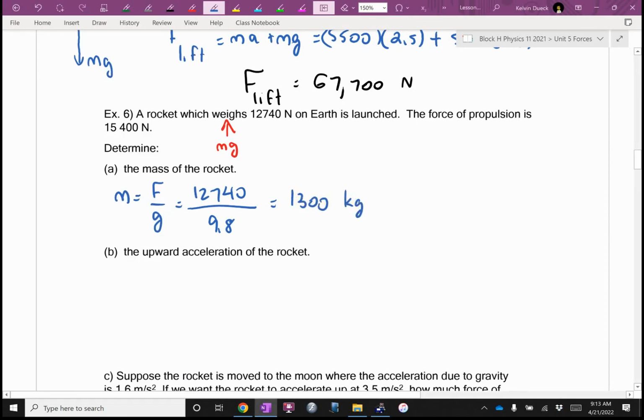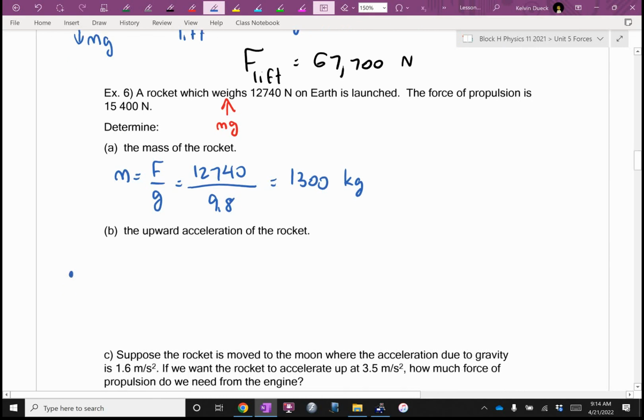Paul, let's keep going. What does B want me to find? Acceleration. Do you see a vi or a vf or a t or a d or anything like that? Say no. I see forces. This is going to be a job for a free body diagram. What are the forces acting on this rocket? Get the obvious one. Which way?